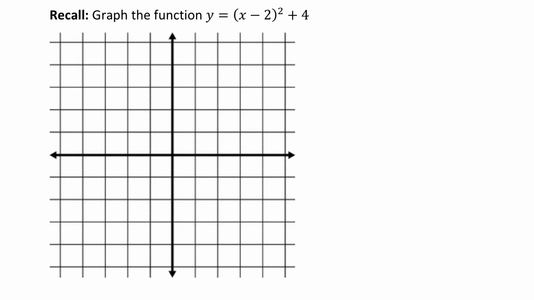So the vertex should be over at (2, 4). So we've got (2, 4) up here. And then we would go over 1, up 1, over 1, up 1. We're almost out of space here, so let's call that a day. Got enough points. There we go. A basic parabola. And this was easy to do because the parabola was in vertex form. We could clearly tell that the vertex was at (2, 4).